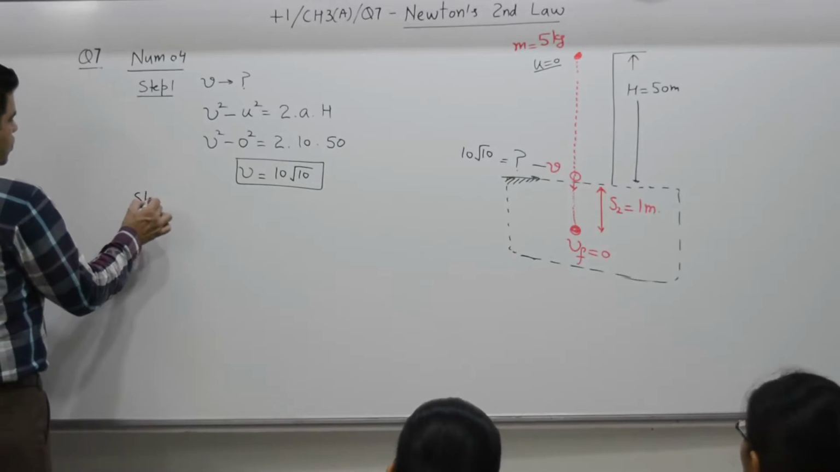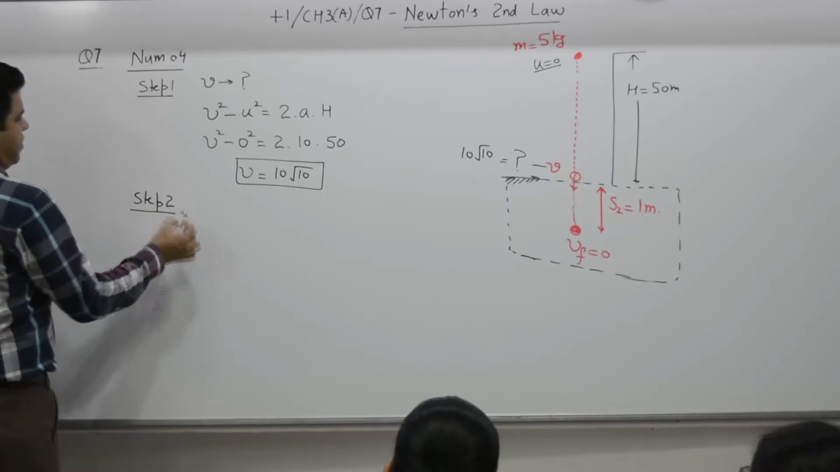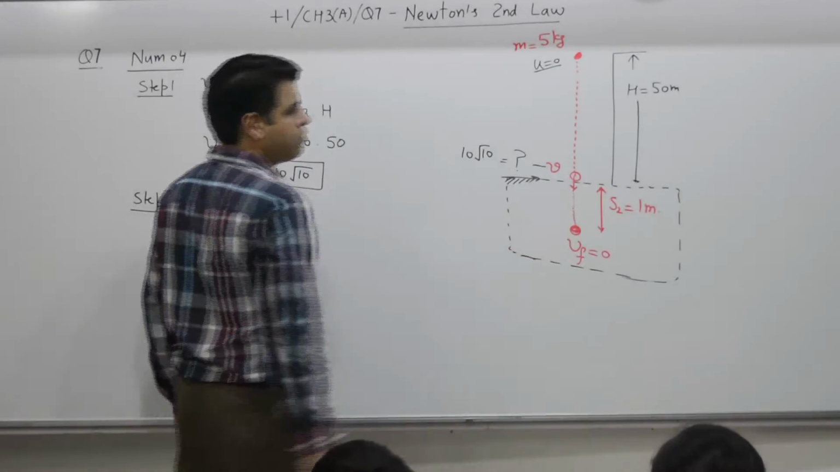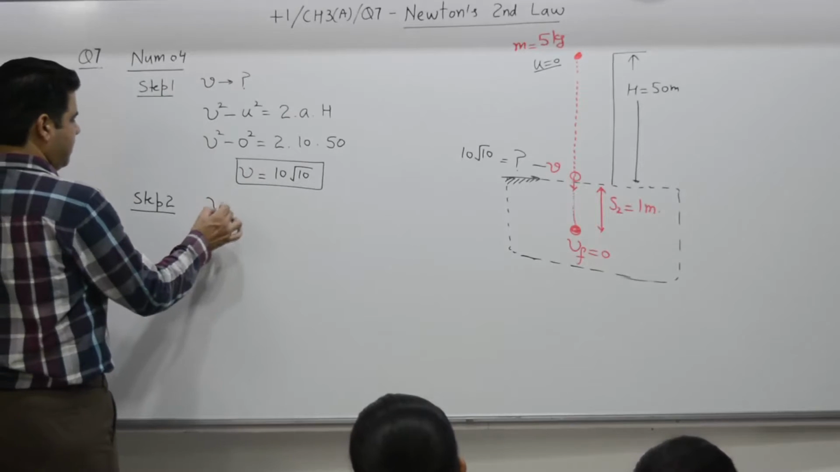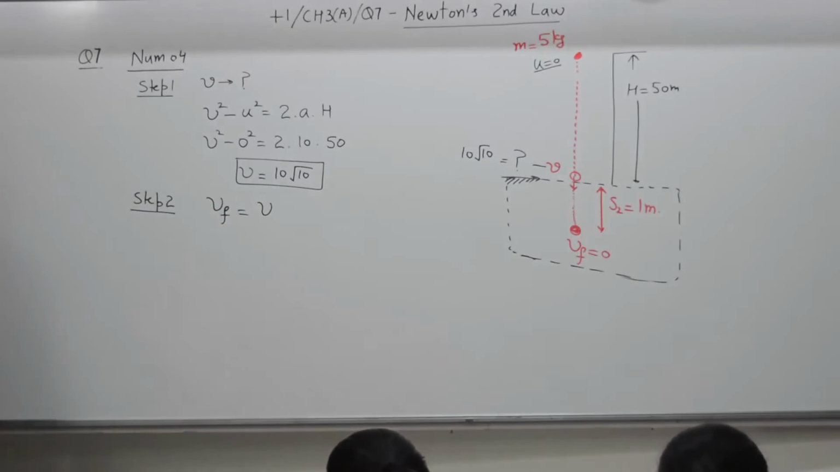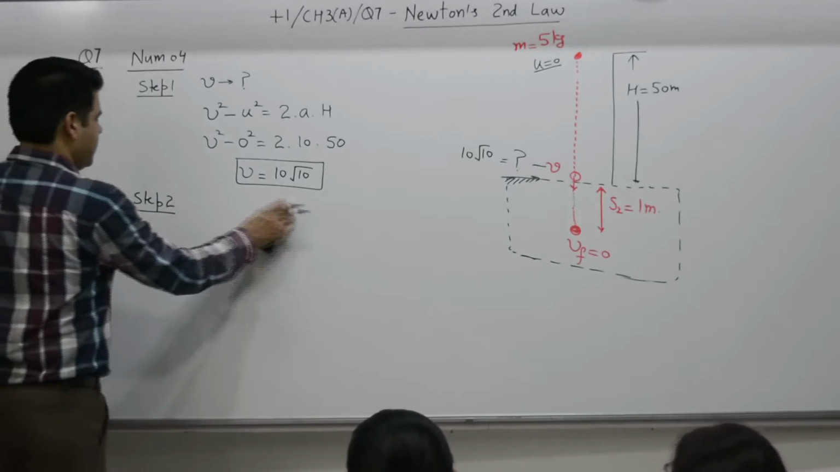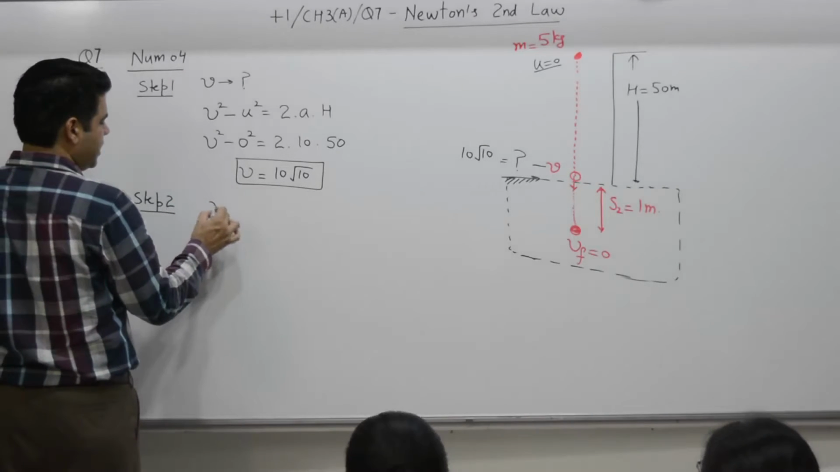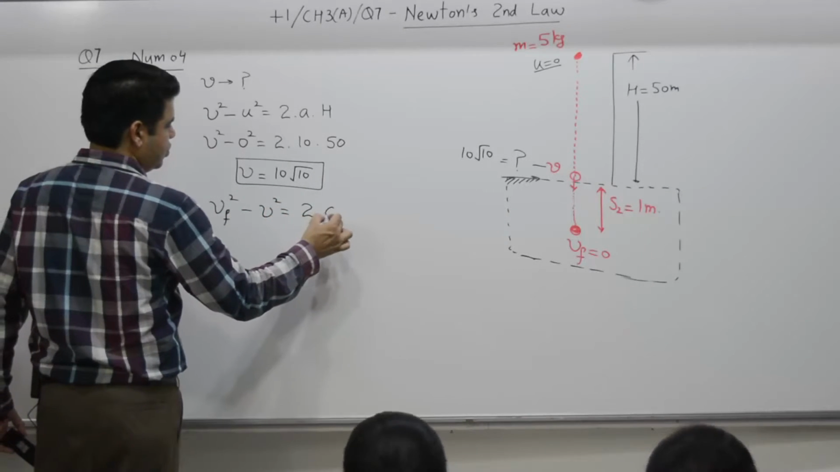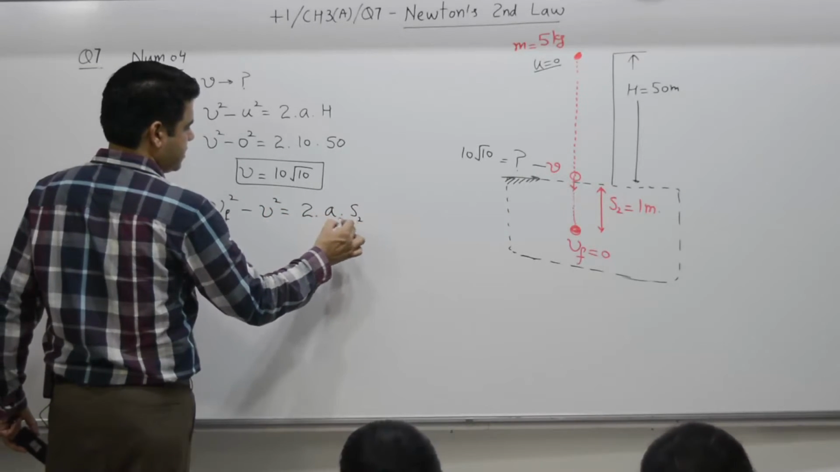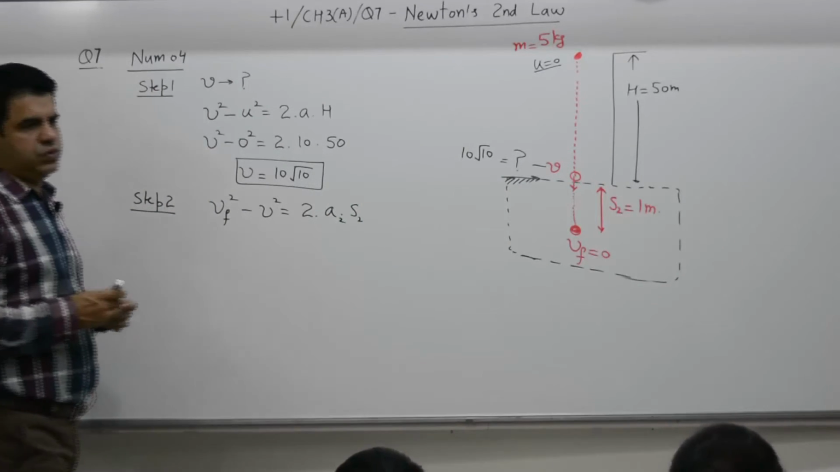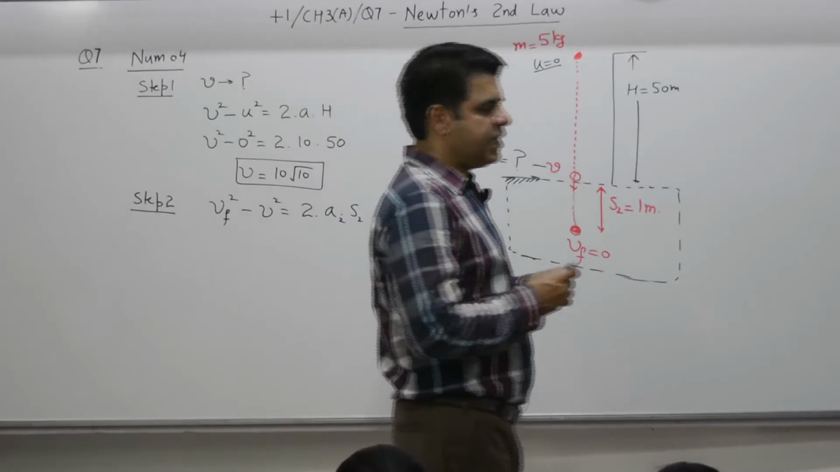Step 2. First we will find time. No doubt it is second part, but first we can find out time. Yes, you will have to apply V square minus U square first, because A is not known to me. Vf square minus V square is equal to 2AS. Find A2.